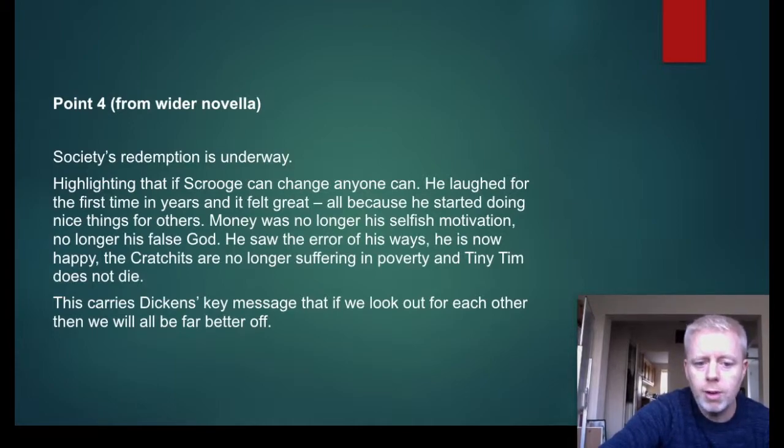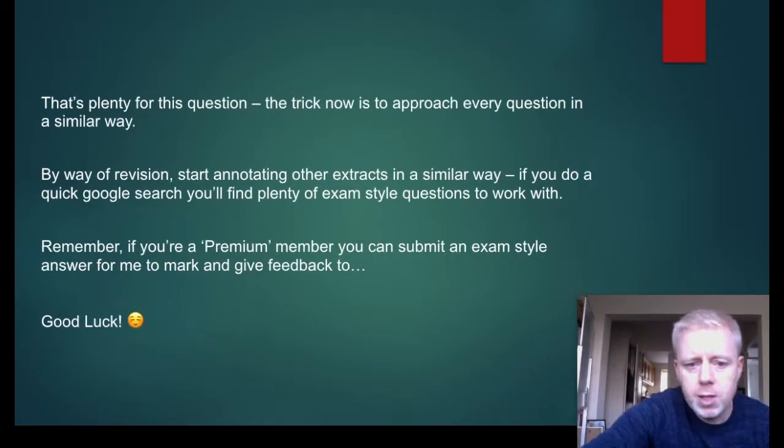He is now happy. The Cratchits are no longer suffering in poverty, and Tiny Tim does not die. This carries Dickens' key message that if we look out for each other, then we will all be far better off. Okay, so that's plenty for this question.